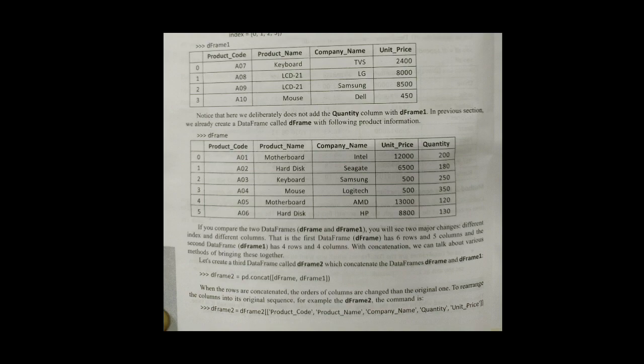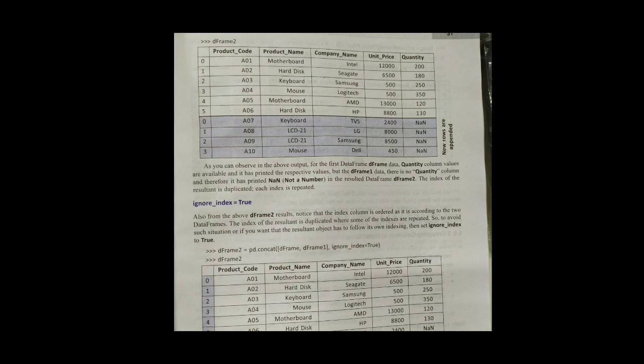Next, they have written dframe2 is equal to pd.concat(dframe, dframe1). So now they have concatenated two data frames, one is dframe and the second one is dframe1. When you display it, it looks like this: product codes from A01 to A10, product names, company, unit price. You can see two colors of data are shown.